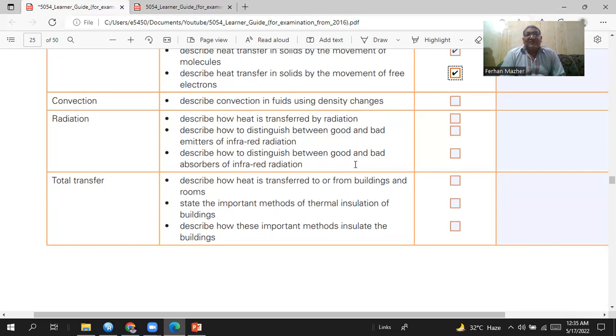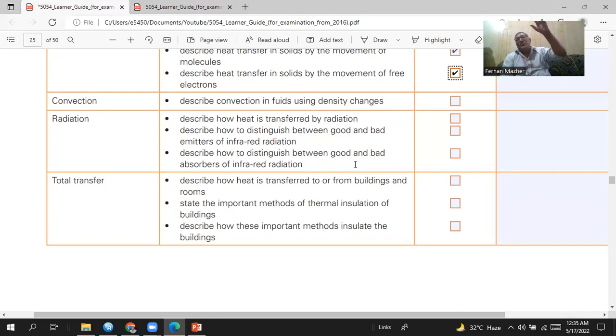One very important thing is that if you set up the convection currents by heating, the heating will be done from the bottom. When you heat from the bottom, the convection currents will go up, and from the sides they will come down. But if you are setting up convection currents by cooling, then the cooling is done from the top.